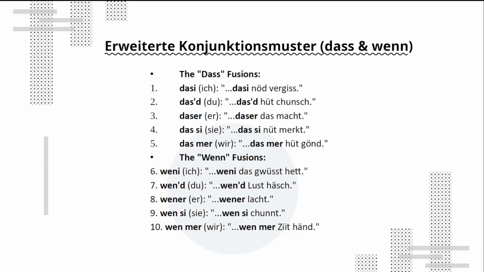So the next will be erweiterte Konjunktionsmuster: dass, wenn. The explanation: it is used when connecting thoughts with that or setting conditions with if, when. It follows the same glue logic as will, ensuring that complex subclauses don't slow down your overall speech rhythm. The rule is: apply the same phonetic fusion pattern to dass, that, and wenn, if, when, as you do with will.